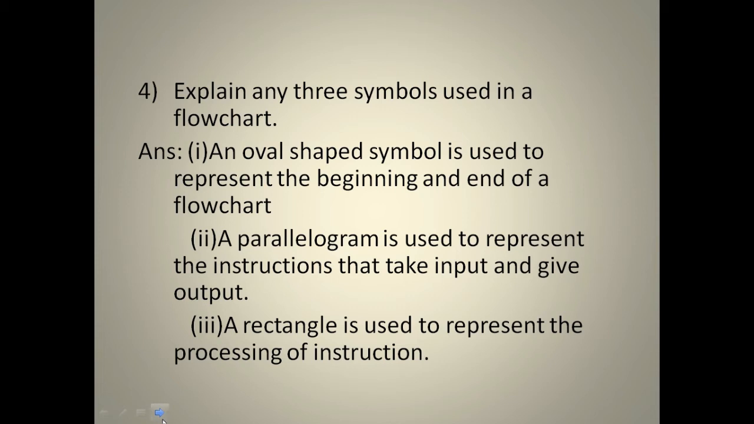A parallelogram is used to represent the instruction that takes input and gives output. That's for input and output. A rectangle is used to represent the processing of instruction. That's rectangle box is for processing. So this is question number 4. Now let us move to next question.